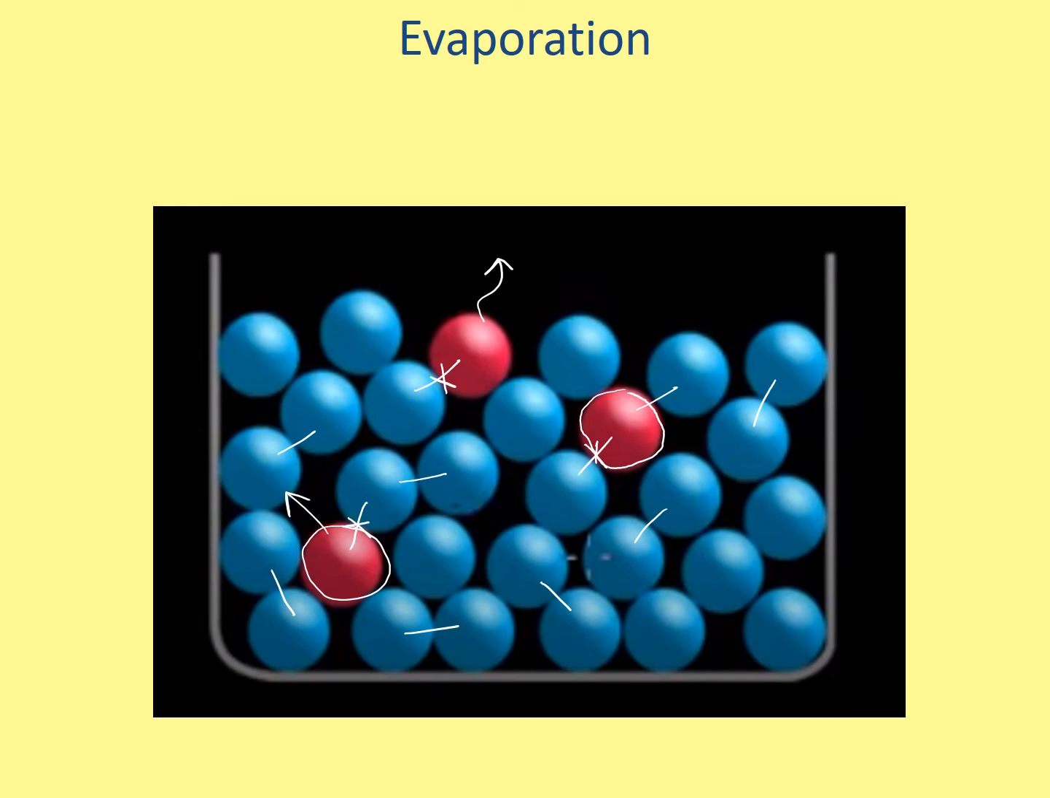Now what this means is that the total kinetic energy of the particles left is less, because one of these particles with lots of kinetic energy has left and become a gas up here. So the total kinetic energy of the particles that are left is less, and that means that the temperature of that body of liquid, that glass of water, is lower. So when things evaporate, the rest of the liquid cools down.